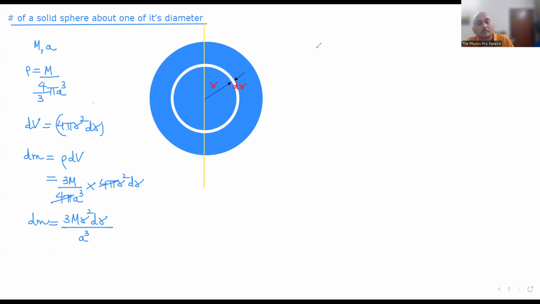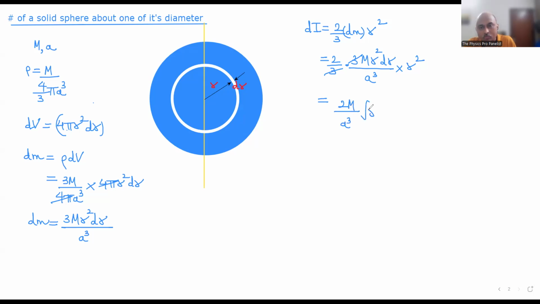This is dm. Now you know the moment of inertia of this hollow sphere. What is dI now? dI is 2 by 3 dm into r square. What is dm here? dm is 3M r square dr upon a cube, into r square. The 3 cancels out. We are left with 2 capital M by a cube into r power 4 dr. This will be integrated from 0 to r to give us capital I. I hope all of you understood this. Yes or no?